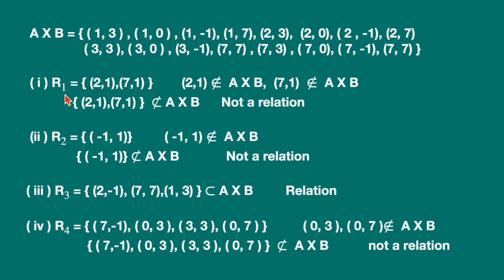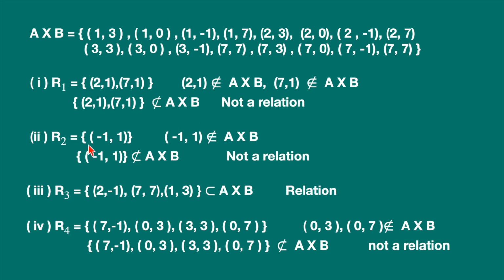Now we are going to check if R1, which is this set with two ordered pairs, is a relation or not. Look at this first ordered pair. Does it belong in this set? No. This also does not belong. Both these ordered pairs do not. That means this set is not a subset of A cross B. So this condition is not satisfied, therefore it's not a relation.